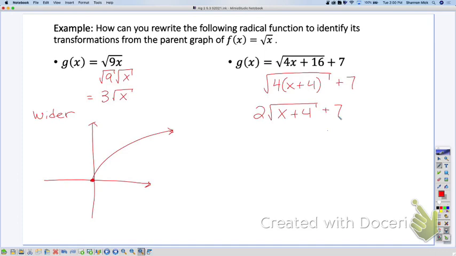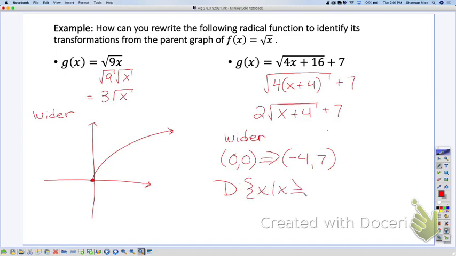Okay, so now what's going to happen is it's going to make it wider, and the vertex is going to move from 0, 0 to negative 4, 7, and the domain is going to go to x such that x is greater than or equal to negative 4, and the range is going to change to y such that y is greater than or equal to 7.